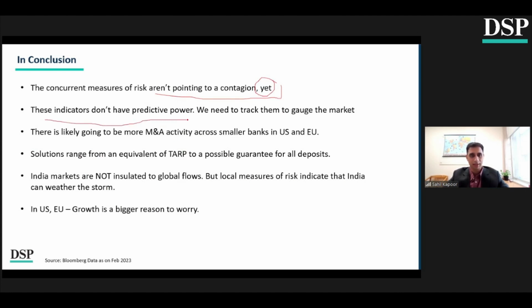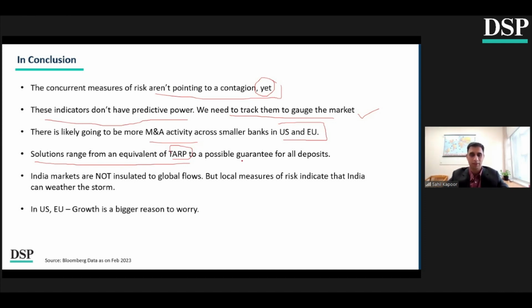These indicators don't have predictive power, as I said, but we need to track them to gauge the market. As of now, they don't tell you that we are in a contagion environment. There is likely going to be more M&A activity because, as I explained, the SLN crisis, something similar is playing out, but the actions from regulators are much stronger this time, and therefore we can avoid harsher outcomes because of these actions.